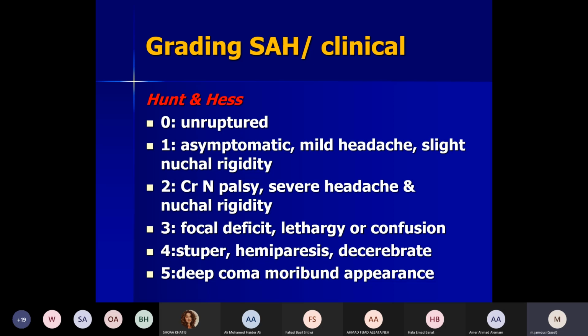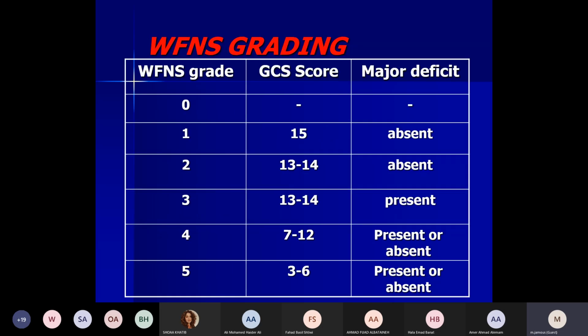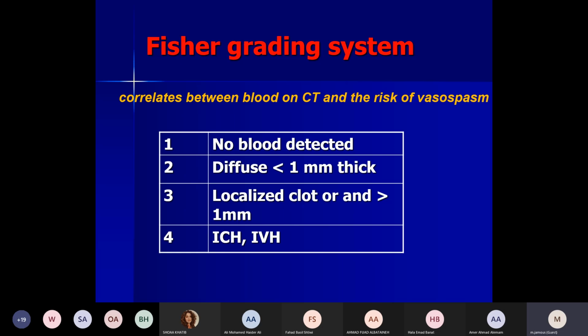This is another grading system, which is less commonly used. We don't need to go into details. The other grading is the Fisher grading system. This is based on the CT scan, and it depends on the amount of blood on the CT scan.